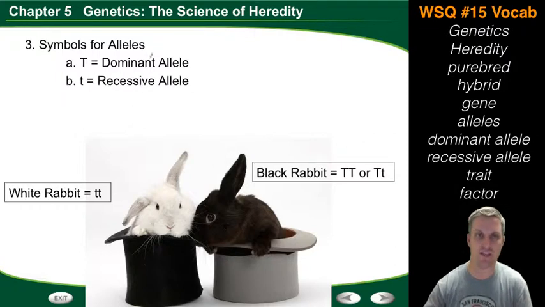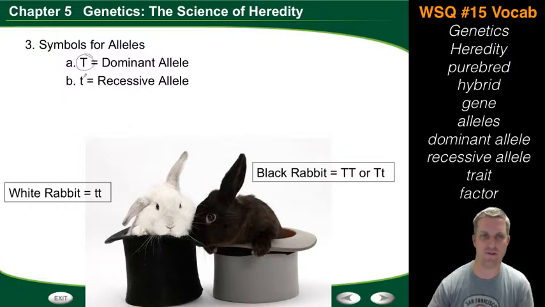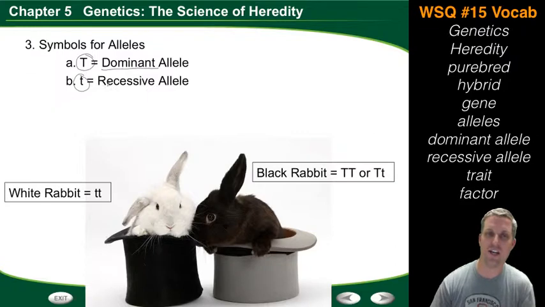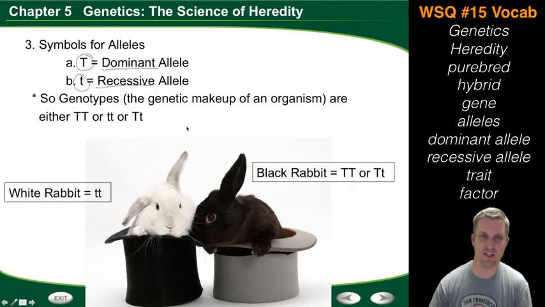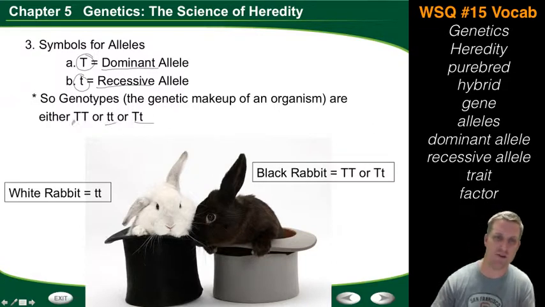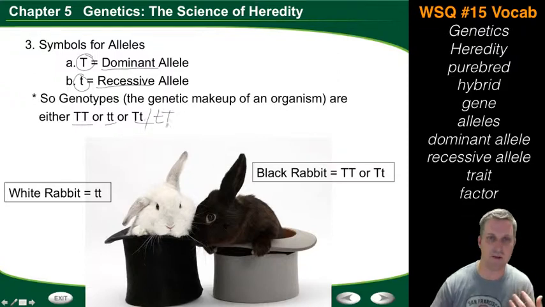We're going to use a capital T. It can be other letters, but a capital letter is always going to express a dominant allele. Lowercase will always express a recessive allele, okay? So genotypes, or the genetic makeups of an organism, are either going to be capital T, capital T, or lowercase t, or capital T, lowercase t, which could also be expressed as lowercase, capital, but it's the same thing.